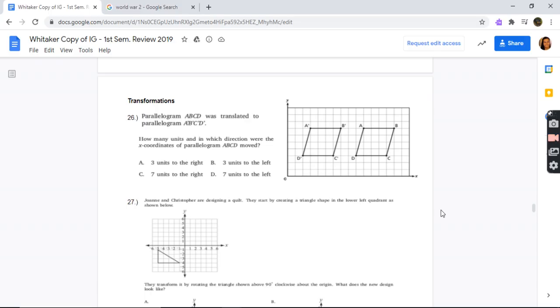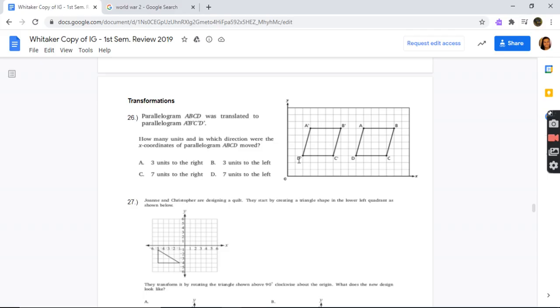Parallelogram ABCD was translated to parallelogram A'B'C'D'. A' is at 4 units, B' at 4 units, C' at 4 units, and D' at 4 units. How many units in which direction were the x-coordinates of parallelogram ABCD moved?